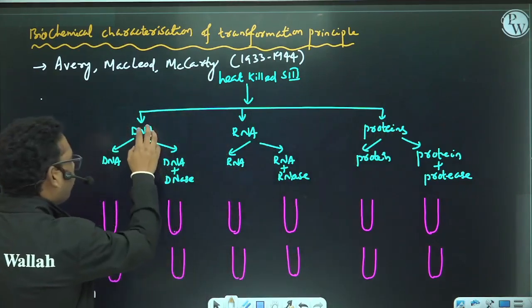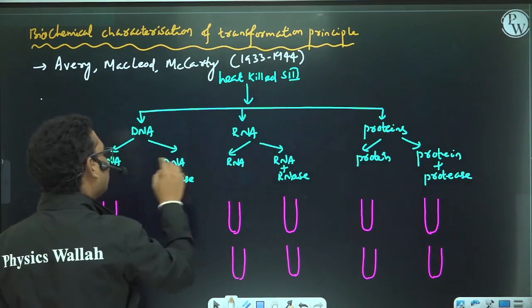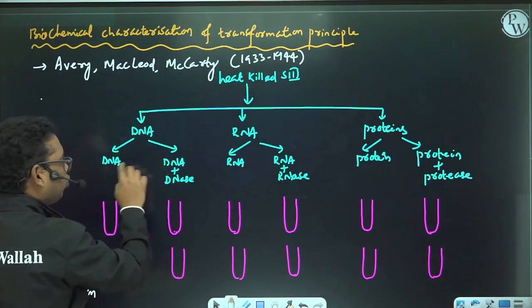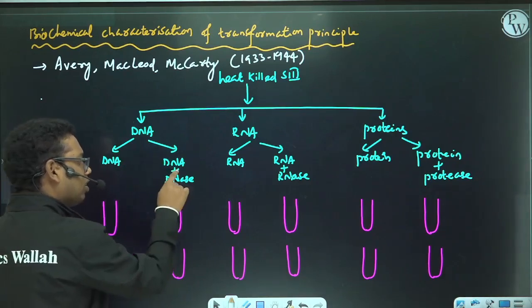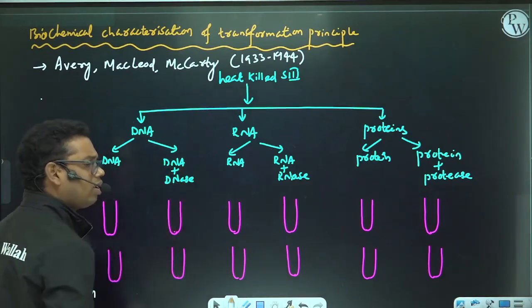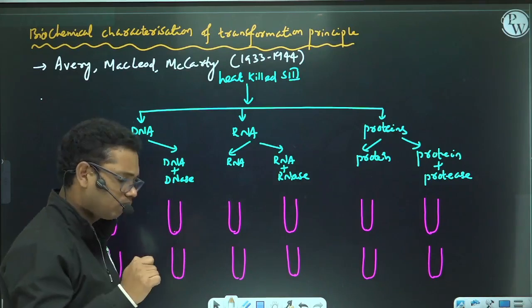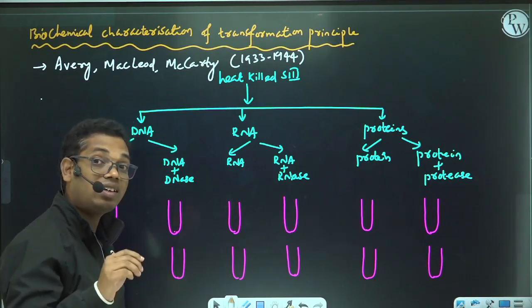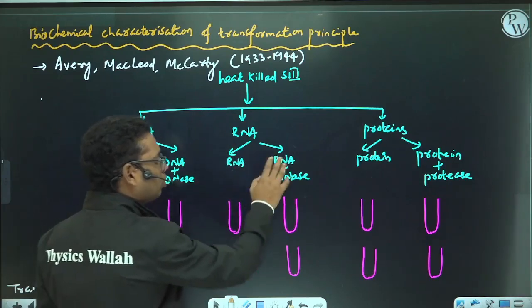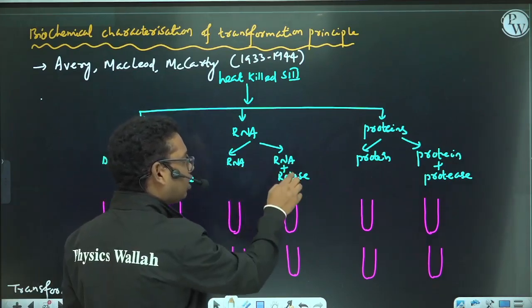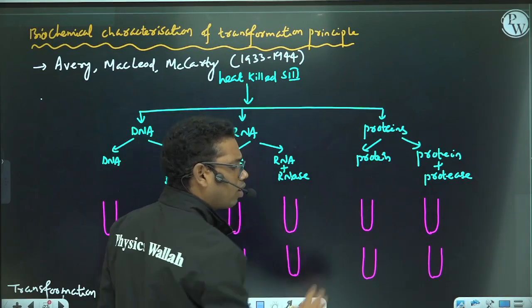And when they obtained the DNA from the heat killed S3, they divided that DNA into two parts. In one part only DNA was kept, in another part DNA was added with the DNase enzyme. DNase enzyme means that enzyme which causes the breakdown of the DNA. RNA was also done like that: RNA and RNA plus RNase. Protein was also done like that.